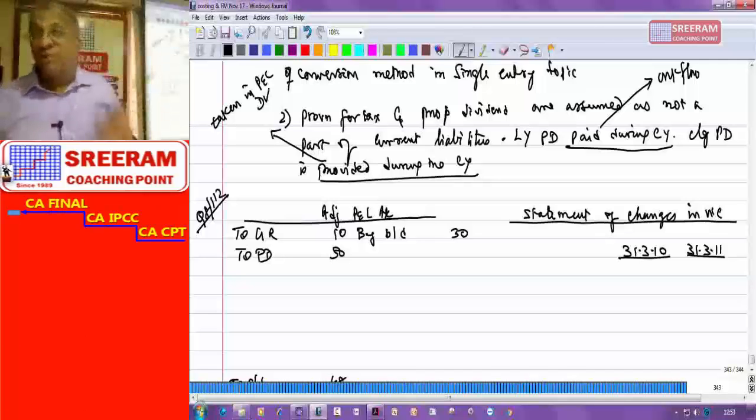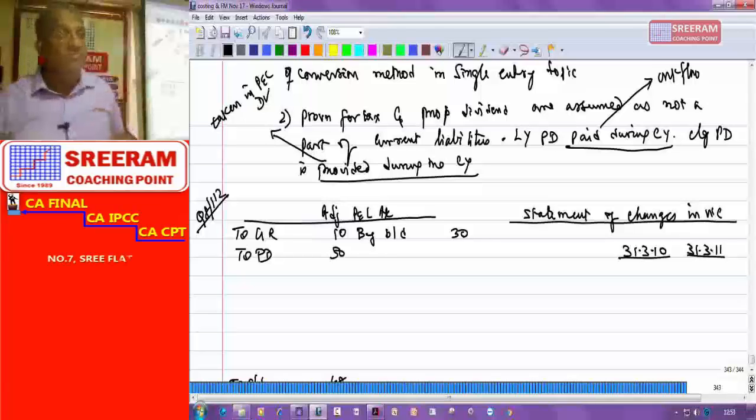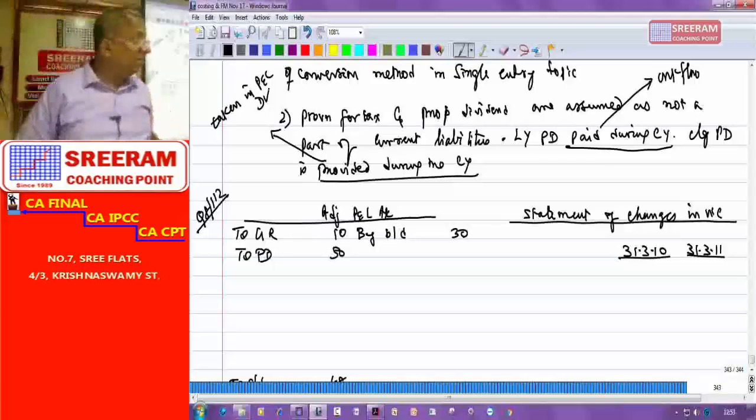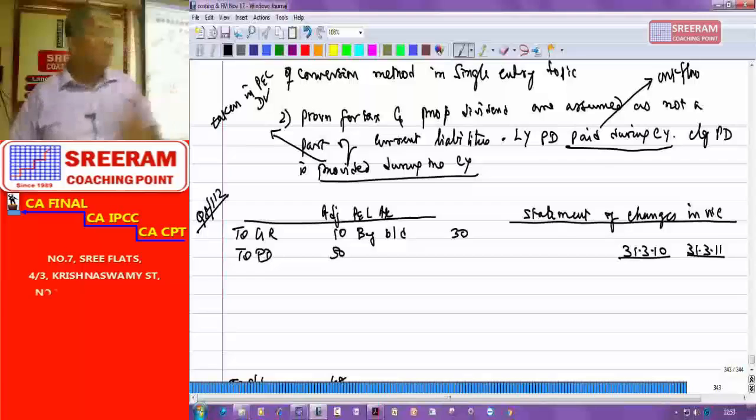Fund flow. Provided means not paid. That is taken from your P&L account. Wesley, what do you say? Are you in a position to understand? Paid means in fund flow. Provided means adjusted P&L account.